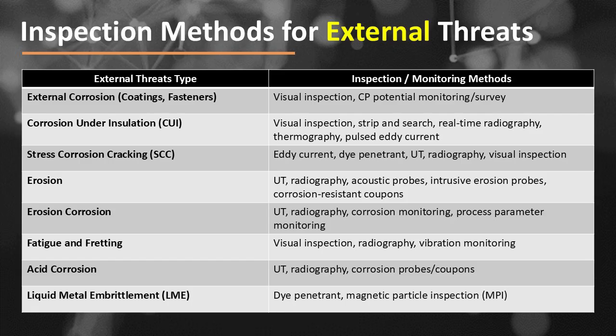If the external threat type is erosion, then the inspection or monitoring methods that can be used are UT, radiography, acoustic probes, intrusive erosion probes, and corrosion-resistant coupons.